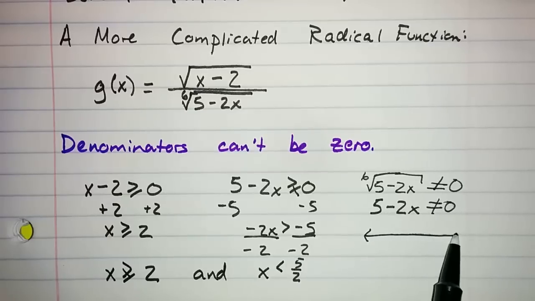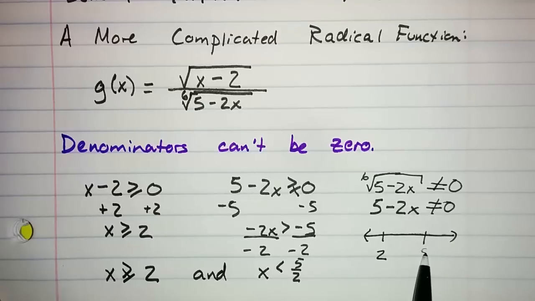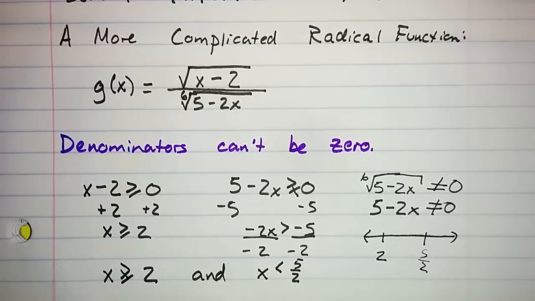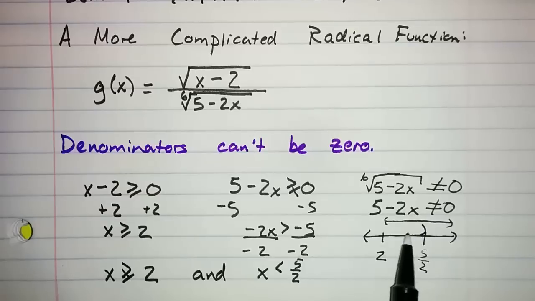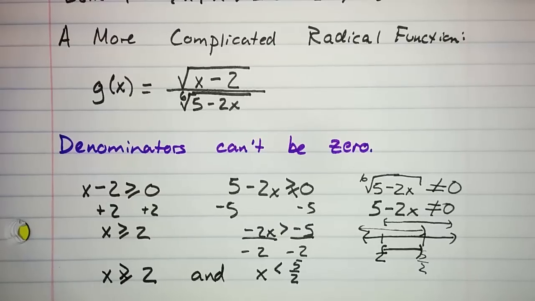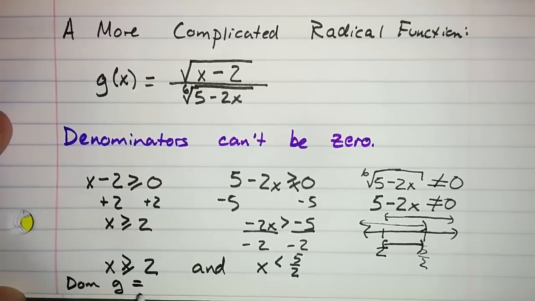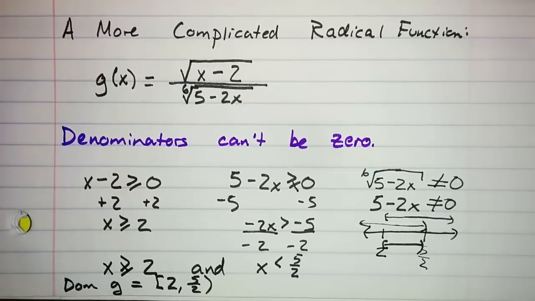Let's take a look at that on the number line. Here's 2, and a little bit bigger than that is 5 halves. Right, 5 halves is 2 1/2. So, greater than or equal to 2, less than 5 halves. The overlap goes from 2 up to 5 halves. So, the domain of my function g is 2 up to 5 halves. 2 is included, 5 halves is not, because 5 halves makes the denominator 0.